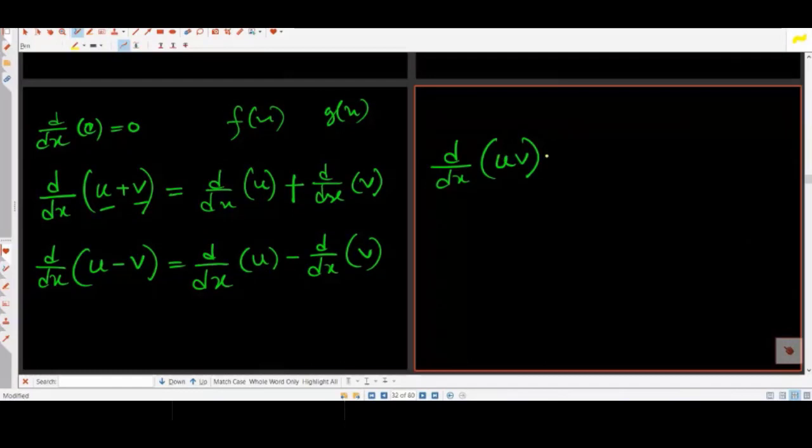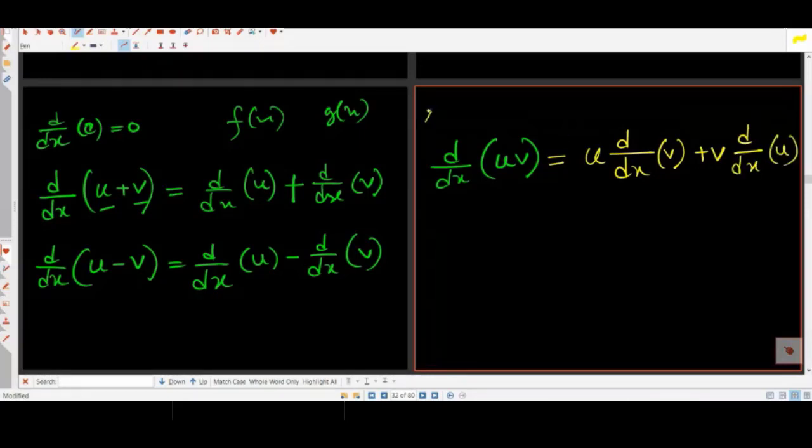ddx of u times v. We have a product. So how can we find the derivative if we have a product? So we have to know how we can find the derivative. It will be by this way. u ddx of v plus v ddx of u. So this is known as the product rule.